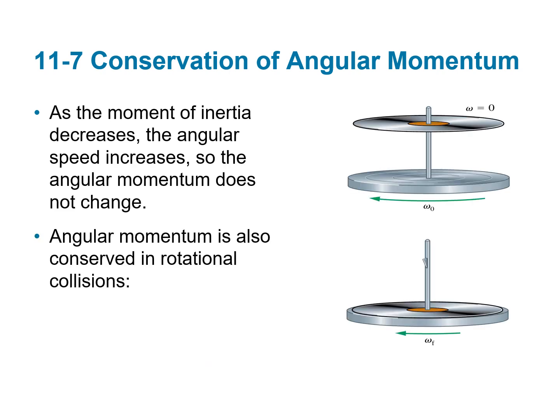This is a setup that's similar to what we're going to be doing in the lab, where we are going to have a disc that's rotating, and then we're going to drop another disc on top of it. And since the mass increases, then the angular velocity would slow down.